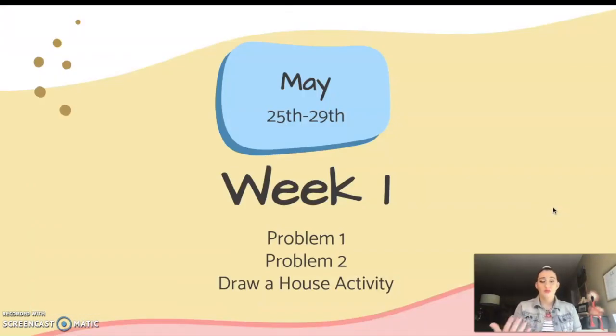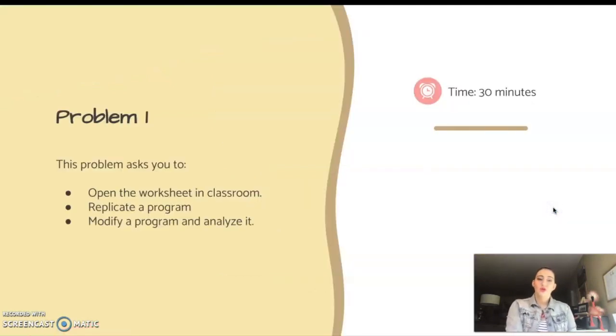So you have problem 1, problem 2, and the draw a house activity. So problem 1, you need to open the worksheet in Classroom. Every activity has a lab sheet with it, and you're going to replicate and modify the program that's in that worksheet. You're going to screenshot this program and add that into that worksheet. I do not want separate images. You're doing a screenshot and then pasting it into that document, or saving the image and going to insert and then putting it in that way.